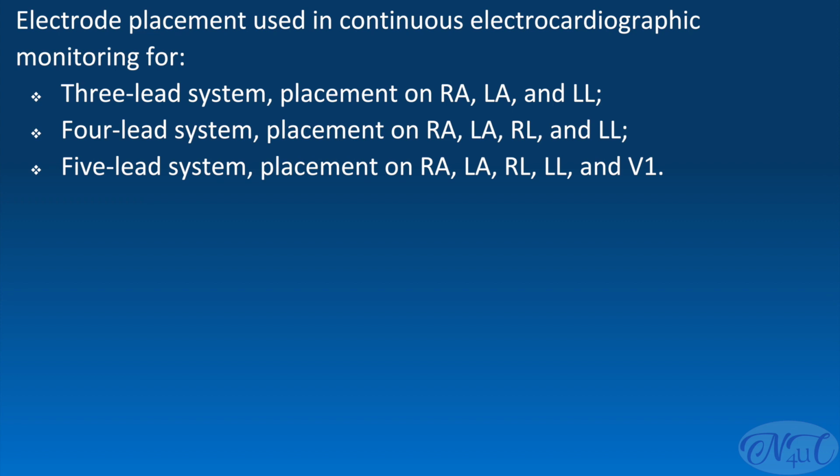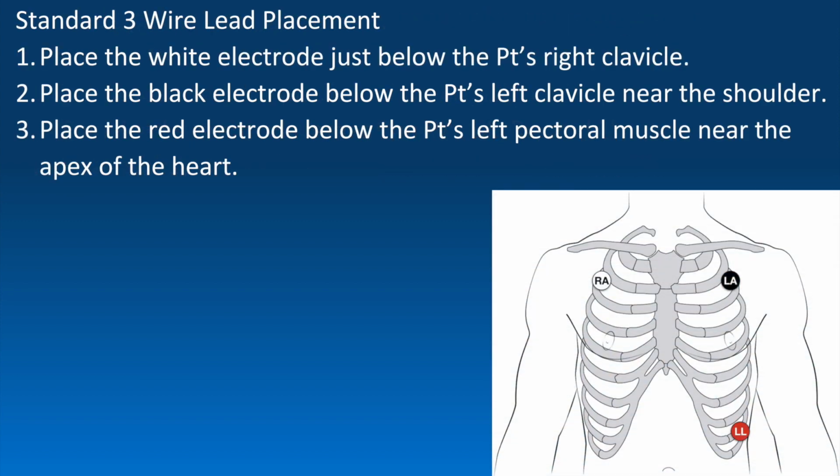Now let us see where to place an electrode in continuous electrographic monitoring. Standard 3-wire lead placement. Place the white electrode just below the patient's right clavicle. Place the black electrode below the patient's left clavicle near the shoulder. Place the red electrode below the patient's left pectoral muscle near the apex of the heart.